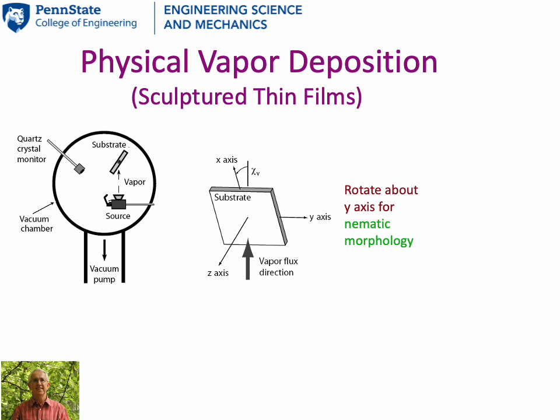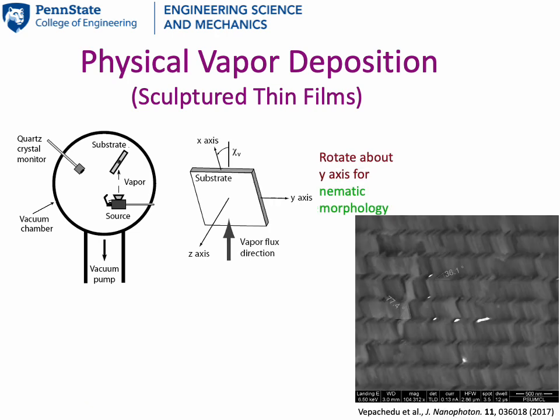Also, I said to Russ, rotate the substrate about a tangential axis and nano zigzags will grow instead of nanocolumns. That is what you see in this scanning electron microscope image from 2017. This film is also structurally periodic in the thickness direction.